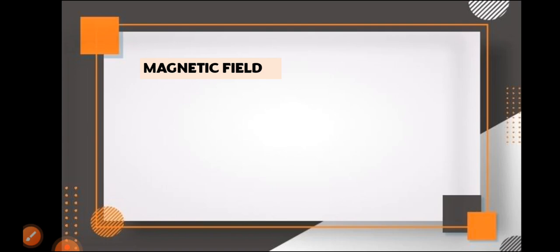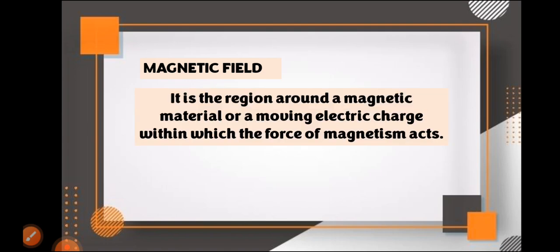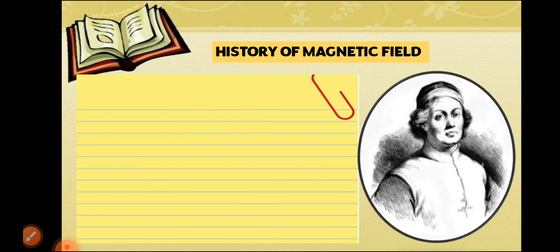So what is a magnetic field? A magnetic field is the region around a magnetic material or a moving electric charge within which the force of magnetism acts. So the unit for magnetic field is called Tesla.